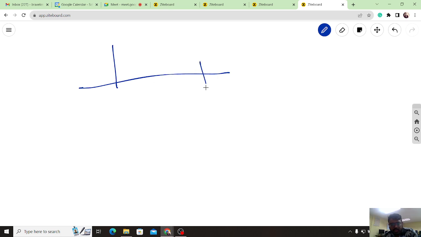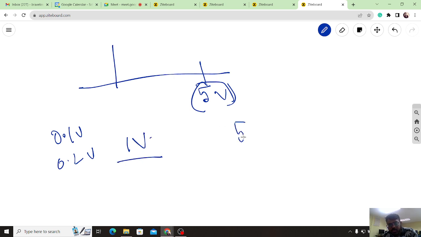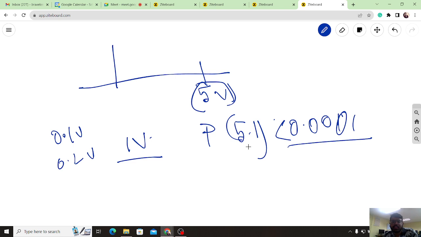Probably the signal detects at 5 volt, the threshold is 5 volt. So noise should have a higher probability before it exceeds 5 volt. So noise can be 0.1 volt, 0.2 volt, maximum 1 volt, but the probability of 5.1 volt should be less than 0.0001. That is the thing we have to think.